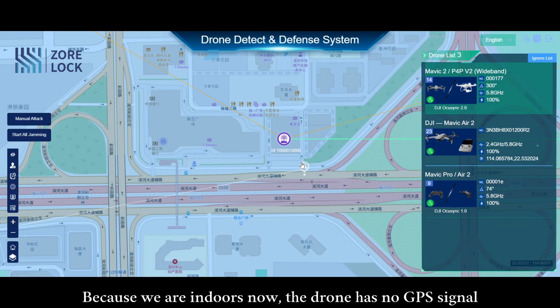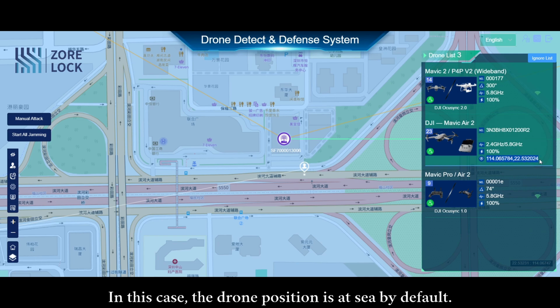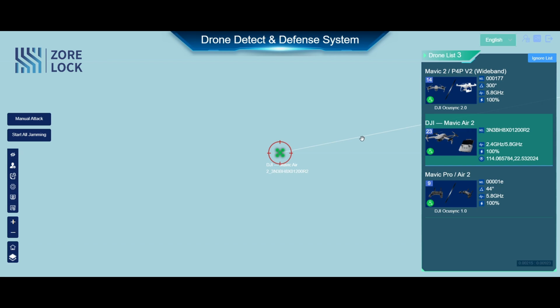Because we are indoors now, the drone has no GPS signal. In this case, the drone position is at sea by default.